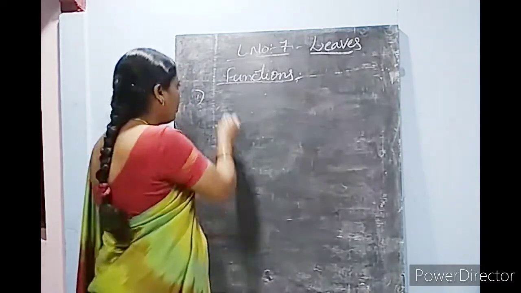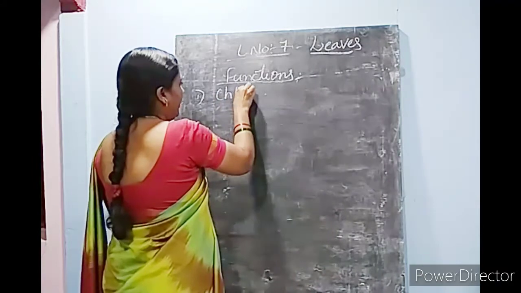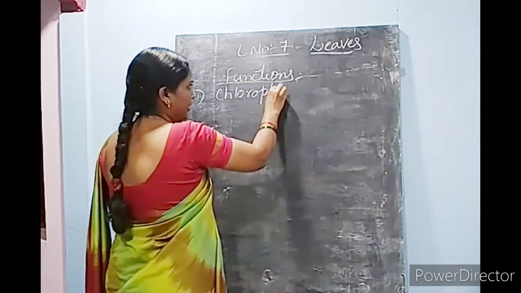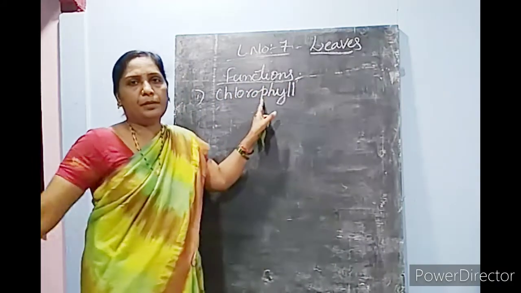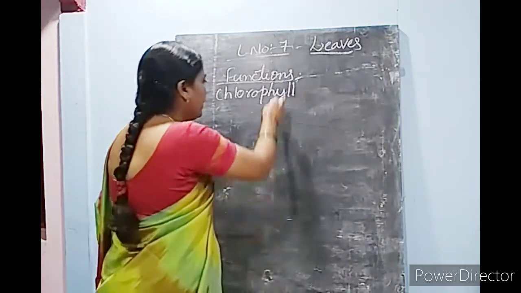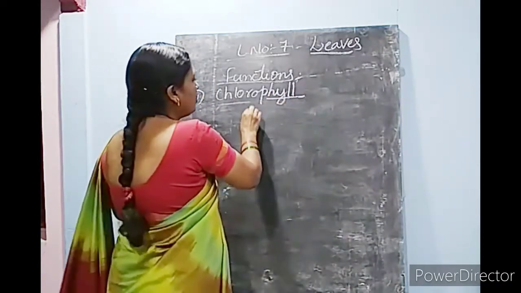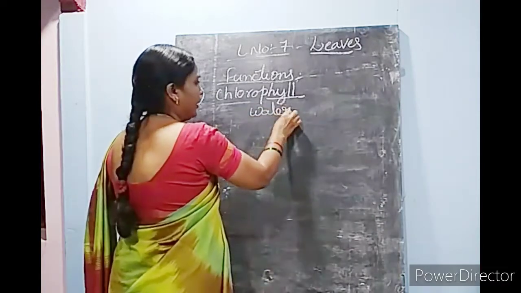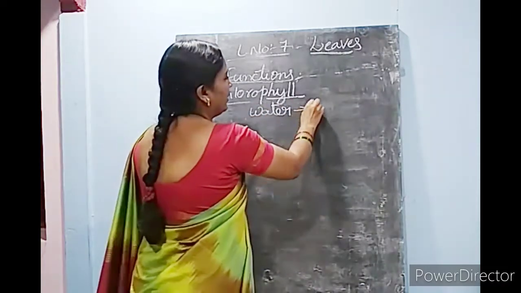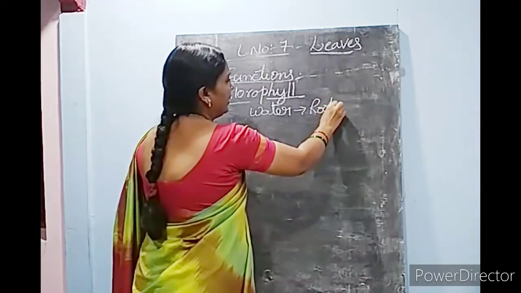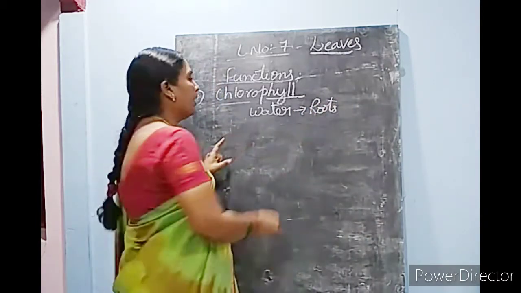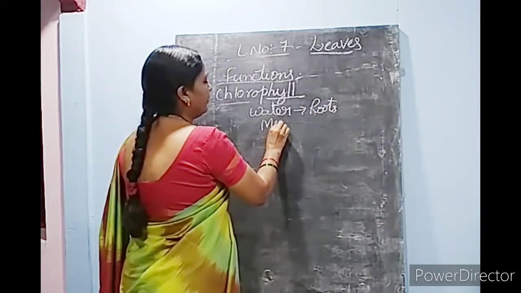It has the chlorophyll pigment. Just now I told you why leaves appear green in color. Due to this chlorophyll pigment, they are green in color. By the use of this pigment, they absorb water from the roots. Water they are taking from the roots, and minerals also they take from the roots.